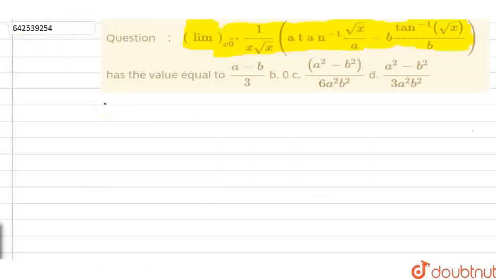So let's begin with the question. The question is limit x tending to 0 plus 1 upon x root x into a tan inverse root x upon a minus b tan inverse root x upon b.